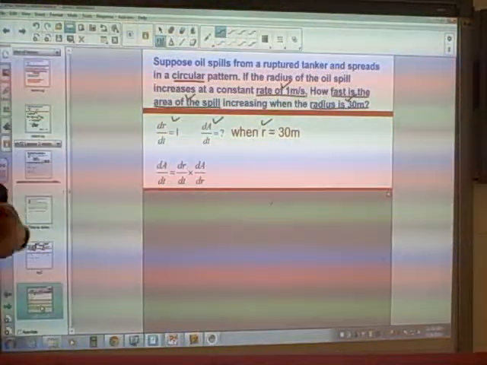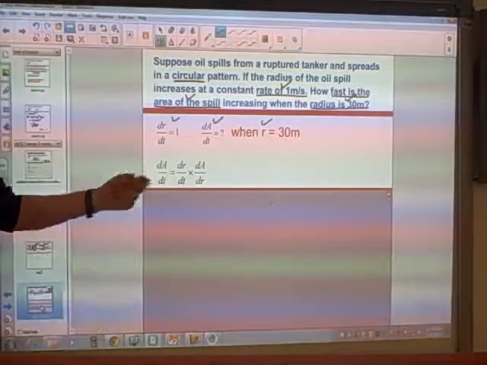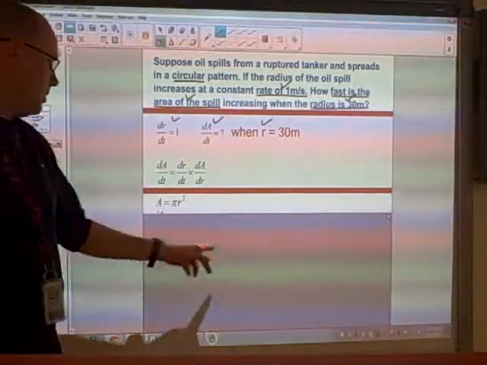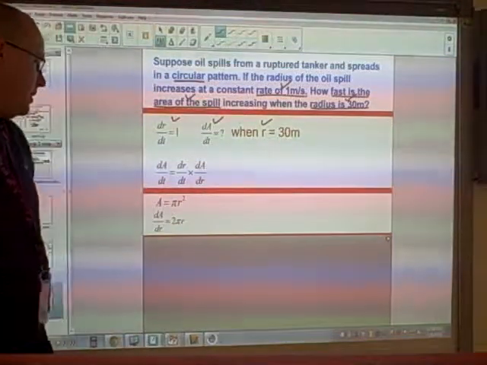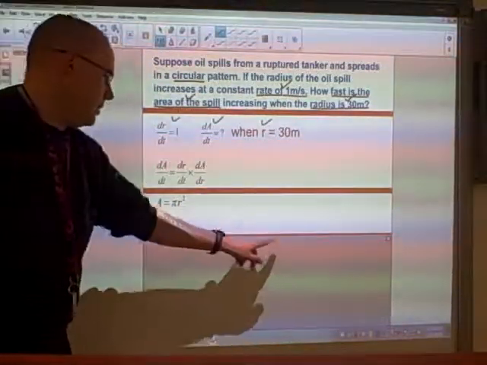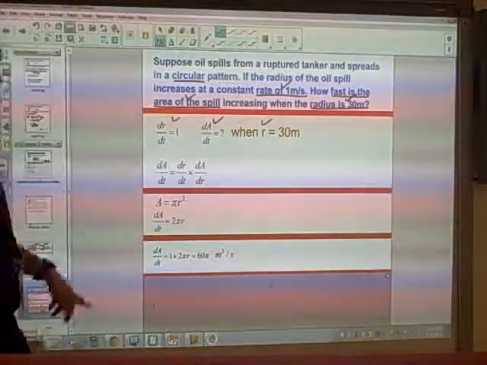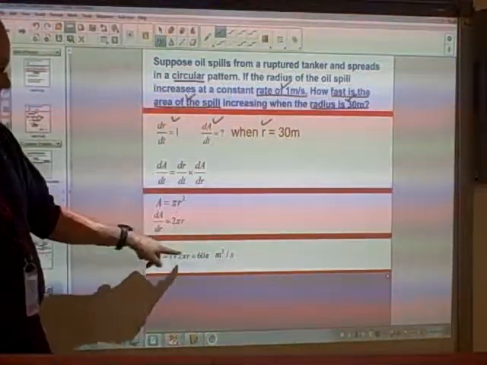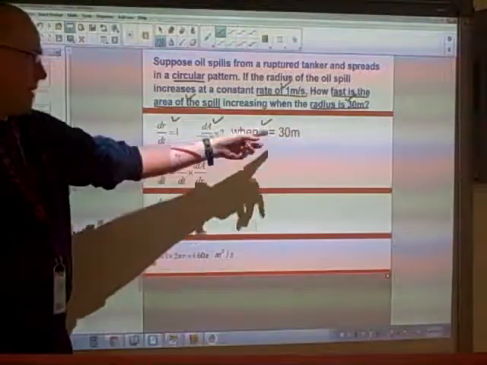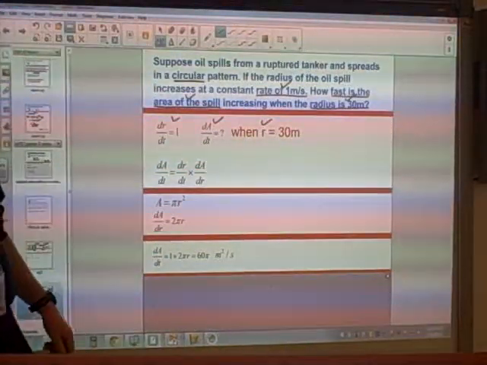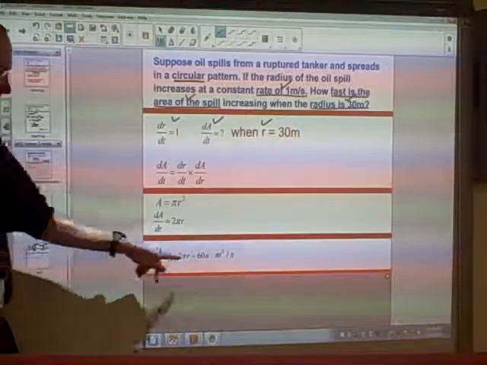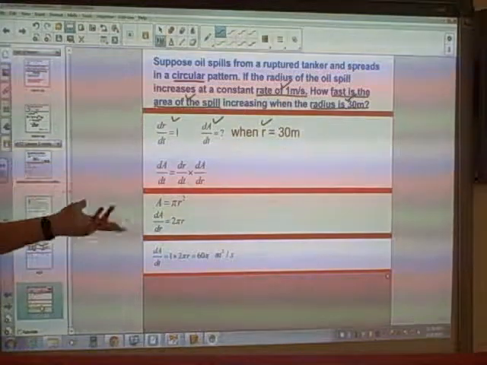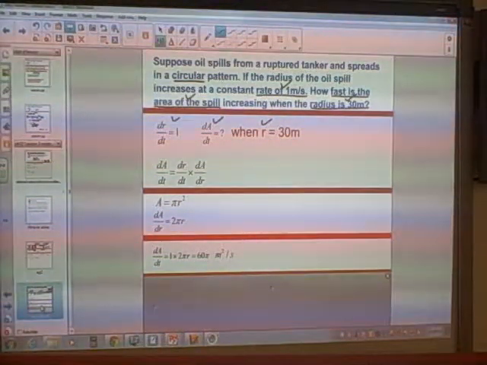So to find dA by dr, we need an equation that says A equals something in terms of r. So that should be our equation of a circle. Area is pi r squared. Differentiate it to get 2 pi r. And then we can substitute into this formula. So dr by dt we were told was 1. dA by dr is 2 pi r. And then substitute in a radius of 30, so we get 60 pi. Units for this? Area is measured in meters squared, time is measured in seconds, therefore our answer is 60 pi meters squared per second.